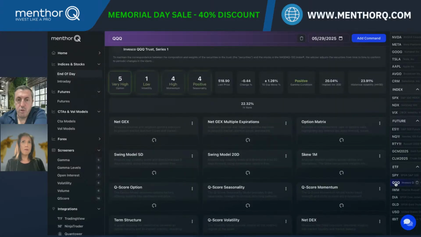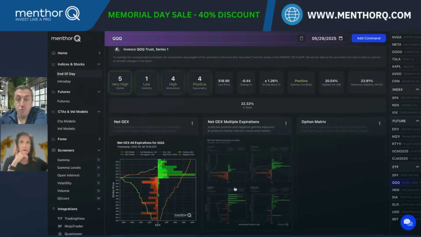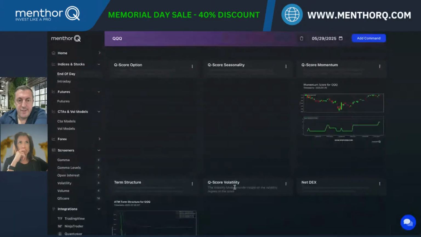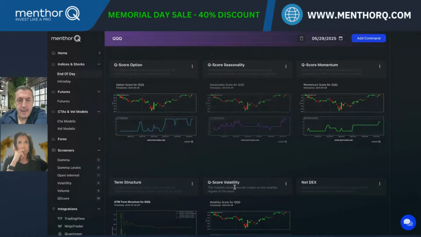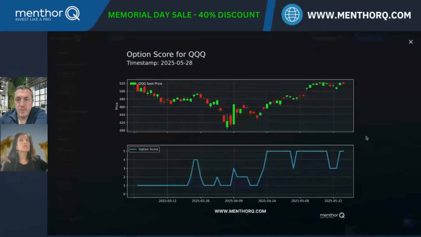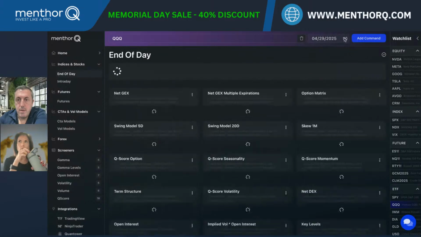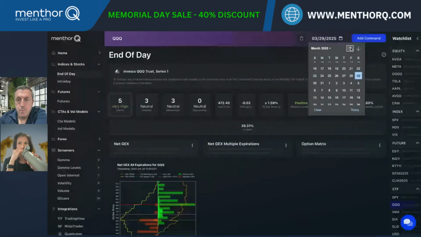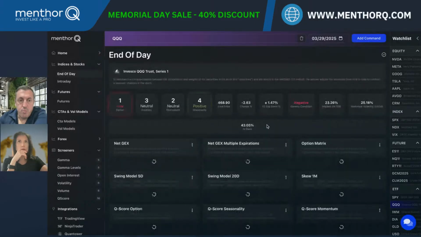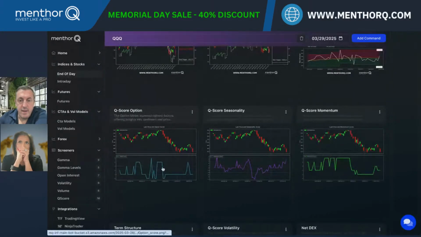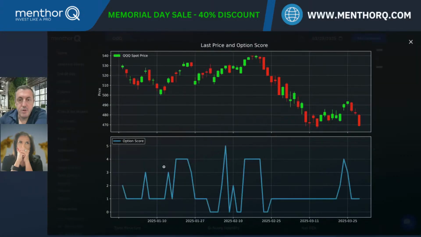But also, those scores were very useful during the drop of February, March. So if we go back in time to March, we can always go back in time here. We were of course in a different war back then, but if we look at the model, again, let's look at option score.